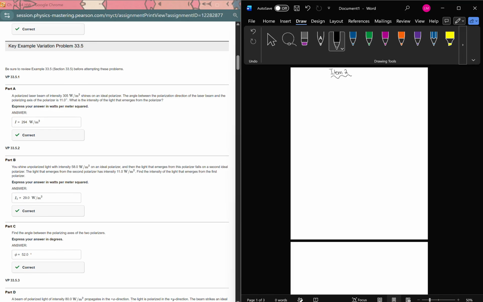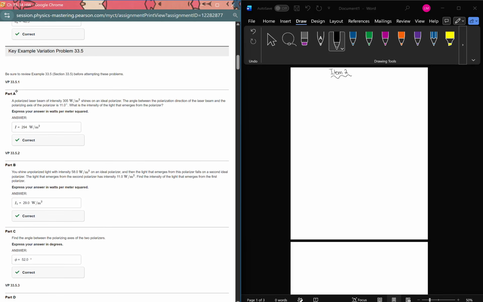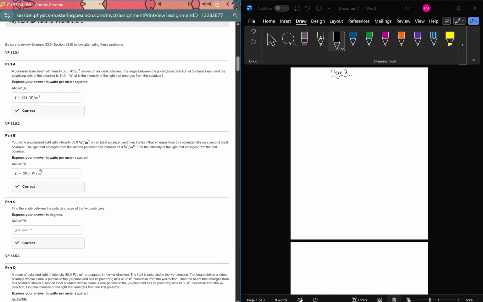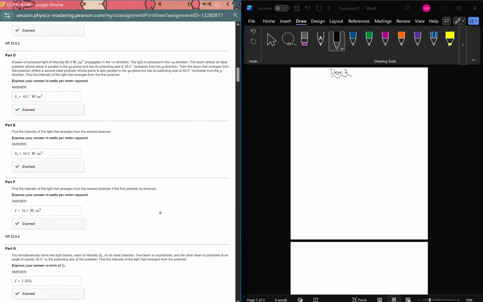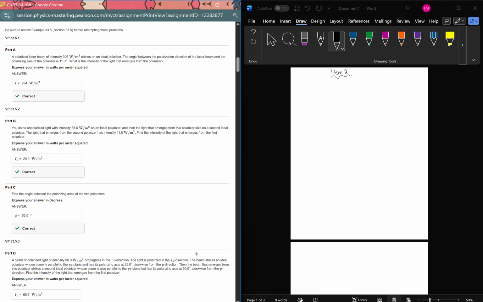So we are gonna be doing item number 2 or question number 2 in chapter 33 and 34 homework. So let's start by part A. I think this has part A to G. Okay, let's start from part A. Let's start by reading the question.